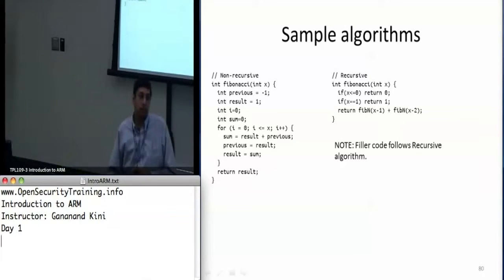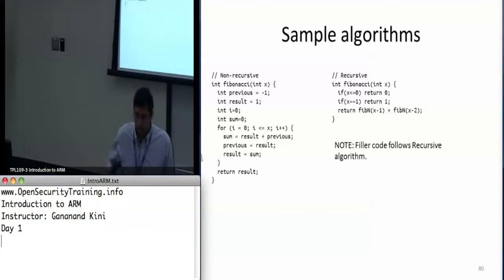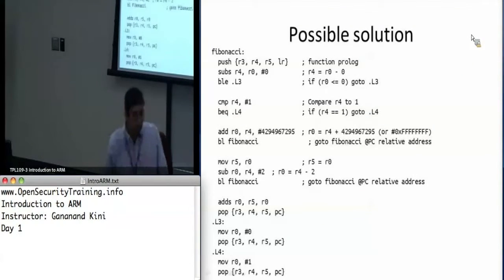One of the things I haven't mentioned yet is that the way you do return values in subroutines is to put the value into R0. So R0 becomes your return value for a function. All right, so this is a possible solution. This is not the solution.